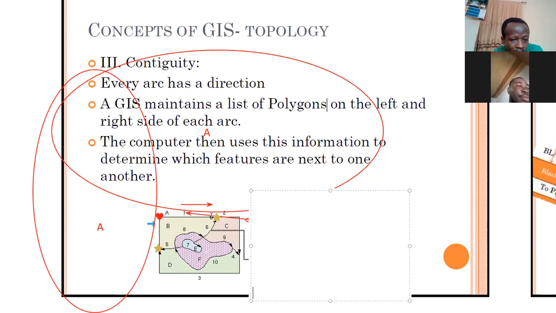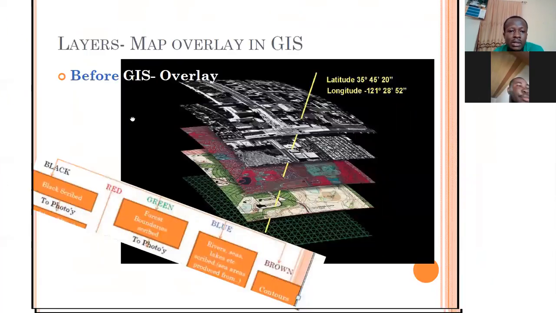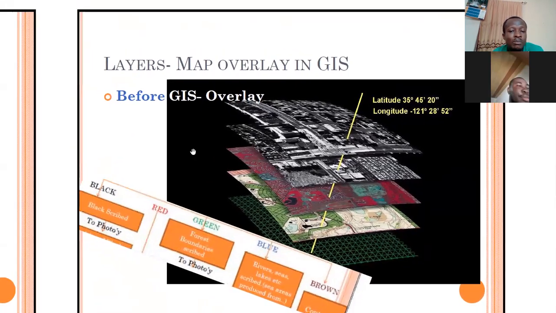Anyway, for information, I hardly ask questions about what we are doing right now, even though it's important to know. But it's good to know, because these days the questions that we ask are very analytical. So yes, it's good to understand what we are doing. All right, let's talk about map overlay.